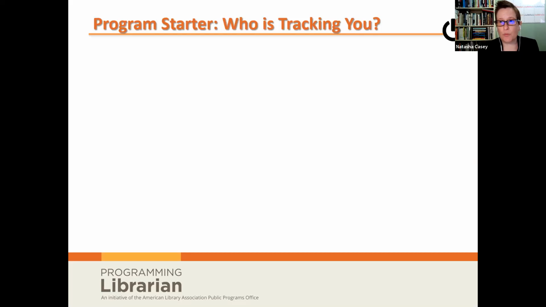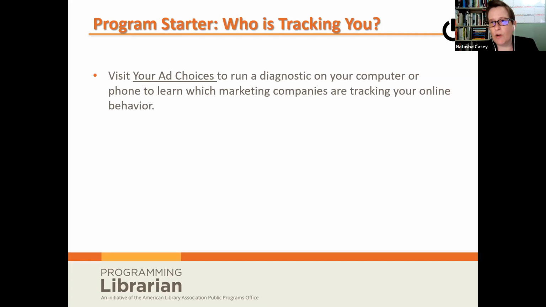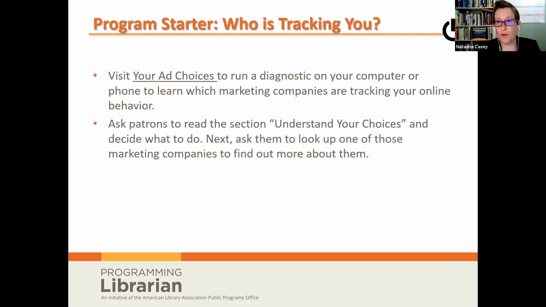Another good one to do is to run this diagnostic on your computer or your phone, and you can get a list of all the companies that are actually tracking your online behavior. On average, there's about 135 companies at any one time. That's just an average number tracking your behavior online. What's interesting is that most of them are not household names. You wouldn't recognize them outside of your Googles and your Facebooks.